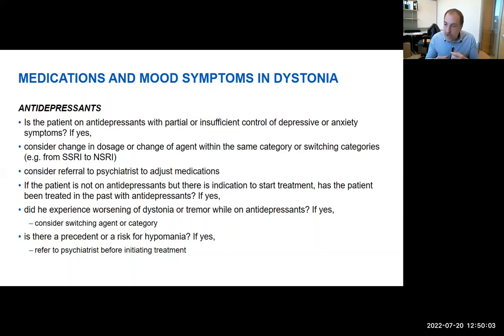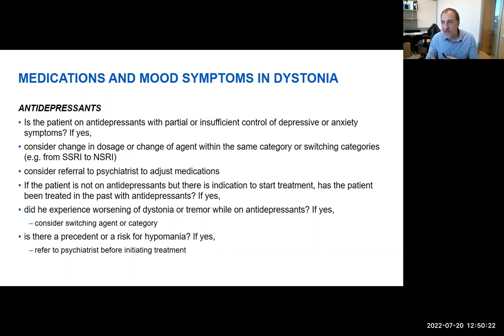If the patient is not on antidepressants, but there is an indication to start treatment, has the patient been treated in the past with antidepressants is the question that we have to ask. And if yes, the first thing is also to make sure that the patient did not observe a clear worsening of dystonia or tremor while on antidepressants.